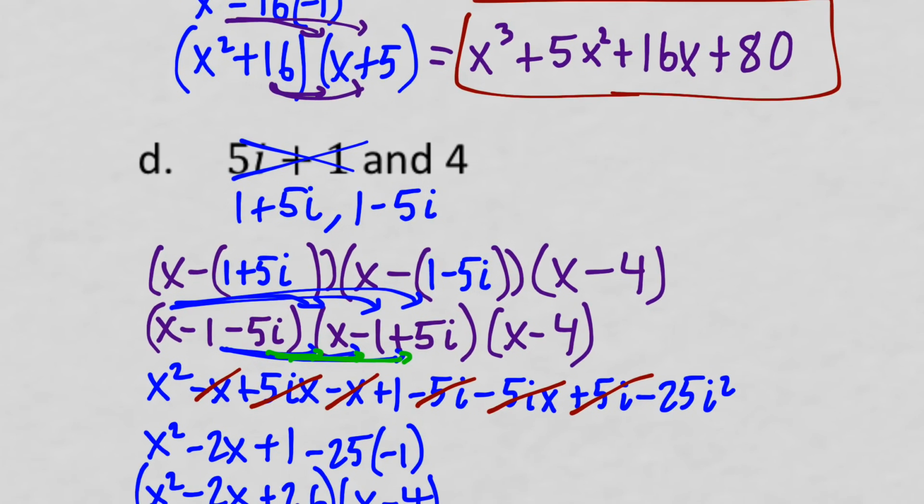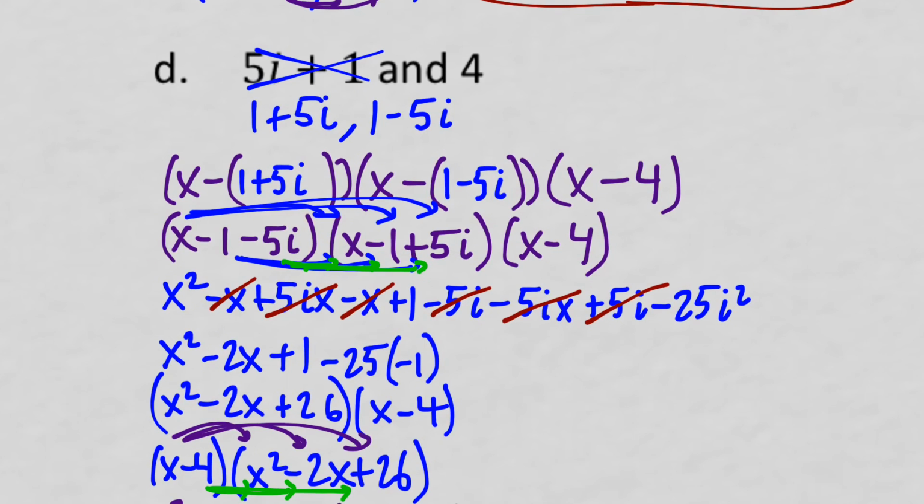In D, I told you guys to switch the 5i plus 1 as 1 plus 5i, because the conjugate of 1 plus 5i is 1 minus 5i. So there's 3 zeros, 1 plus 5i, 1 minus 5i, and 4. So I made 3 sets of parentheses for each factor, x minus, x minus, x minus, and all of them. And when I plug these in, I put them in parentheses to make sure that I don't mess up, because I need to distribute the negative.